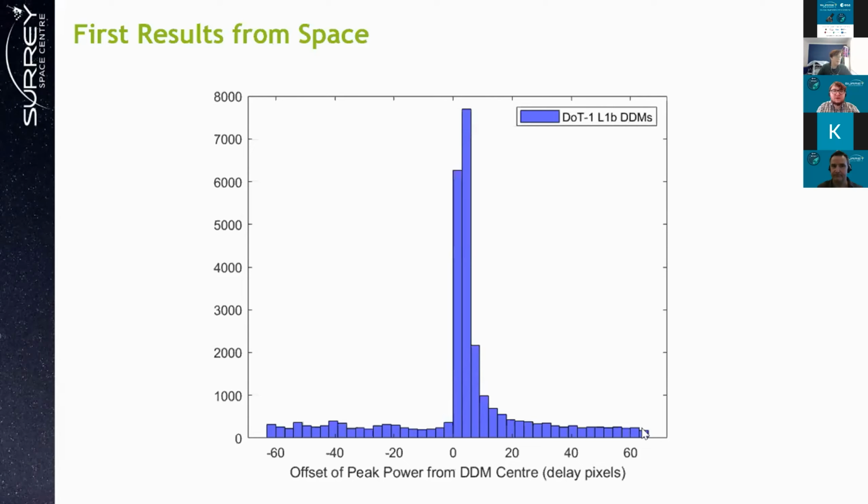So you can see that it's, again, broadly in the center of the DDM, with some spread due to slightly weaker DDMs, or some ocean reflections in there and other such things. But yeah, the testing of the algorithm on board looks good.